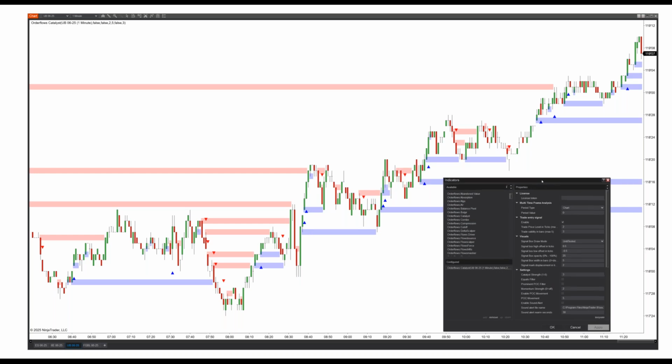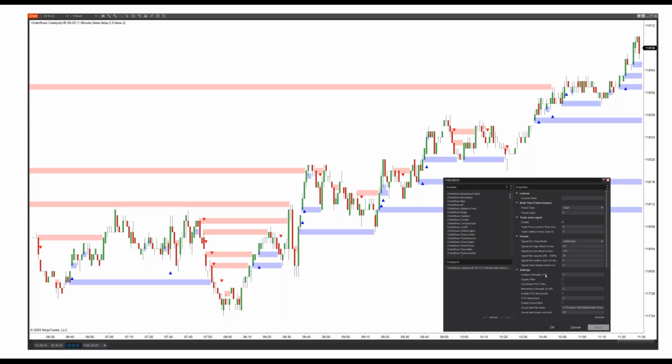So again, the settings that you're going to use the most are catalyst strength, momentum strength, and POC movement, or POC filter. People ask me which one I prefer.